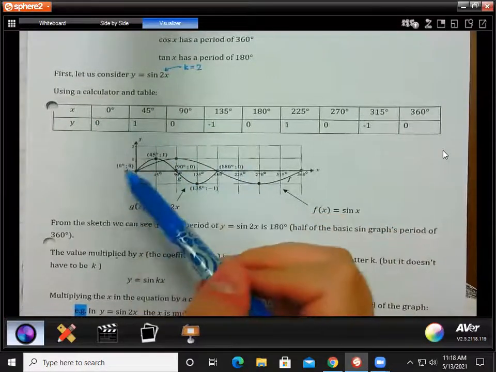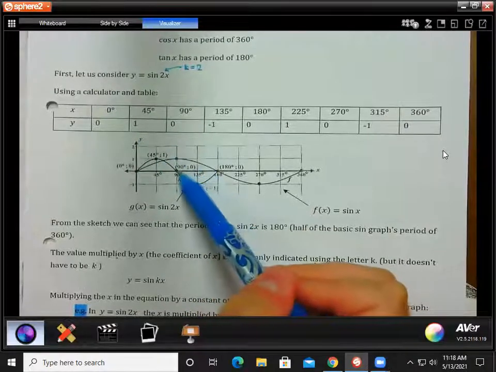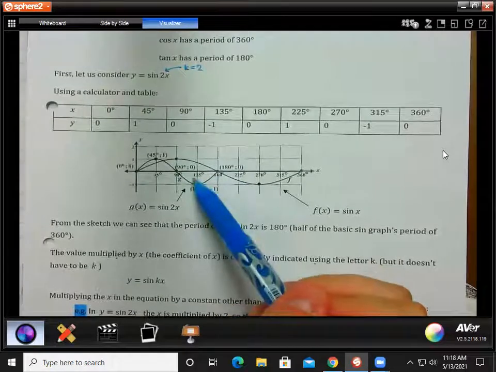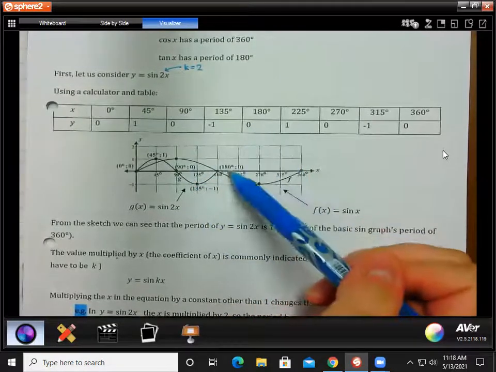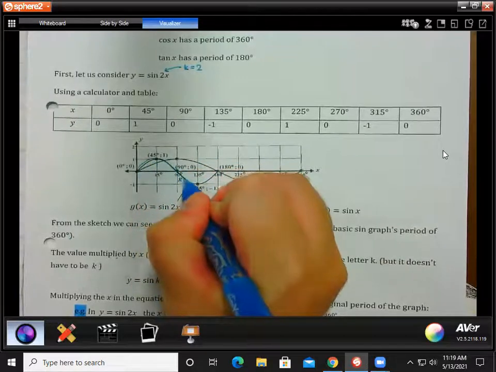So at 0, we're getting 0. At 45 degrees, we're getting 1. At 90, we're getting 0. At 135, we're getting -1. And at 180, we're getting 0. Now, guys, do we see that this is one full sine curve, actually?